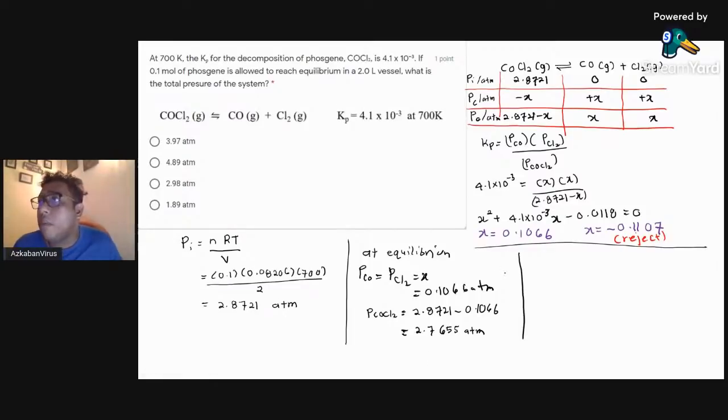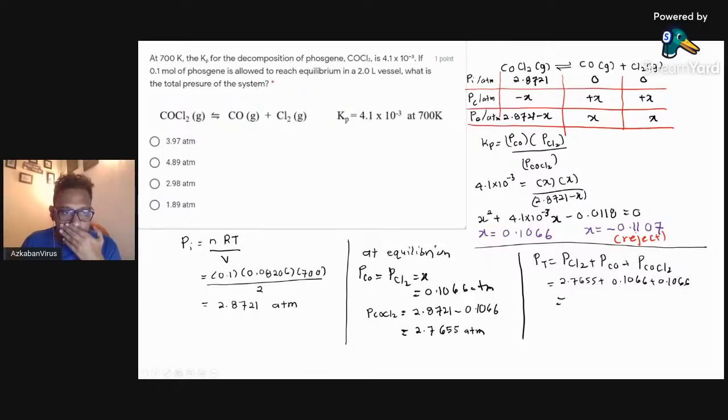Okey, dah dapat ni. Lepas tu dia minta apa? Cari total pressure pula. P total is equal to PCl2 tambah PCO tambah PCOCl2. Ni equal to, saya pun penat lengah tangan saya dah ni, 2.7655 tambah 0.1066 tambah 0.1066. This is equal to 2.9787 atm. So inilah jawapan dia.